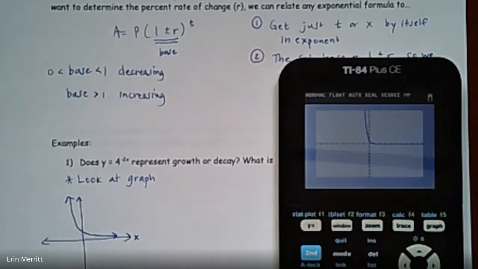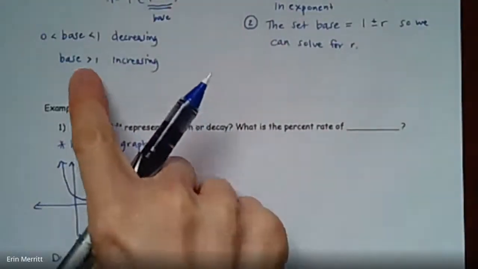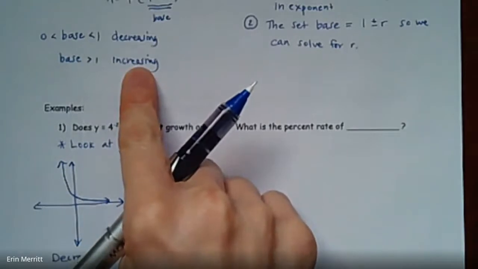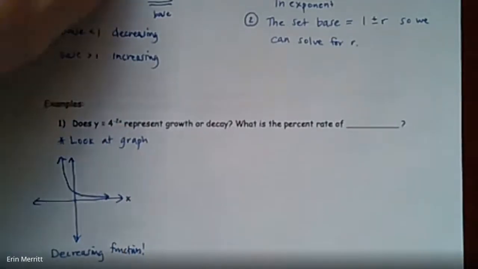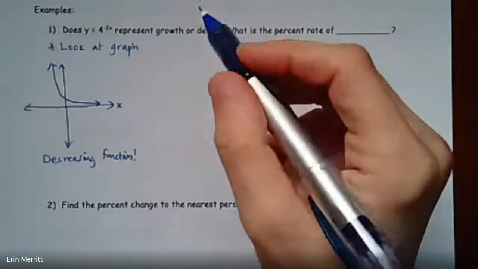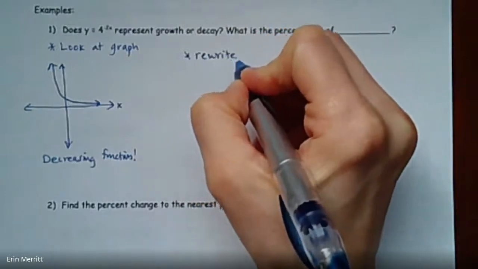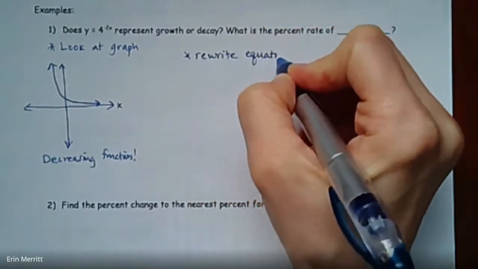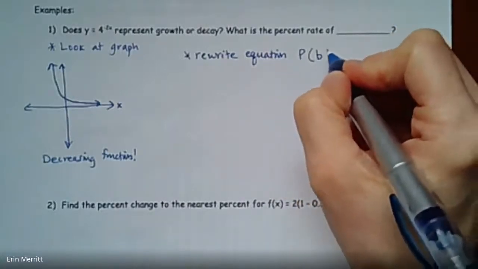That's not initially what it looks like, because the base at the moment is a 4. 4 is greater than 1, so it looks like it's going to be increasing, but the difference is that the exponent isn't just x all by itself. That's what I mean by getting just t or x by itself in the exponent. So we're going to rewrite the equation so that it's just the initial amount times the base raised to the x power.